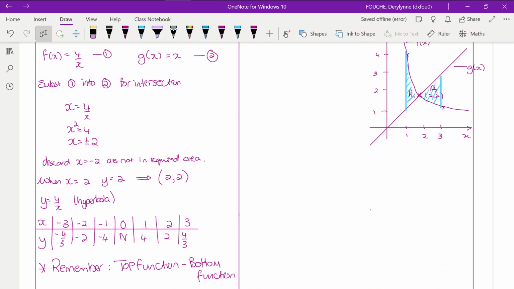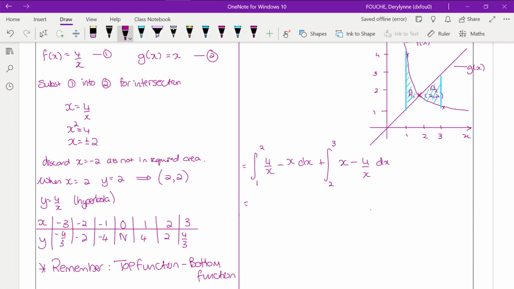And so now what we're going to say is, okay, well that's fine. I can integrate between 1 and 2. And f of x was 4 over x, and g of x was x, so minus x dx, plus the integral from 2 to 3 of x minus 4 over x dx. Okay, and now we can actually do our integration.